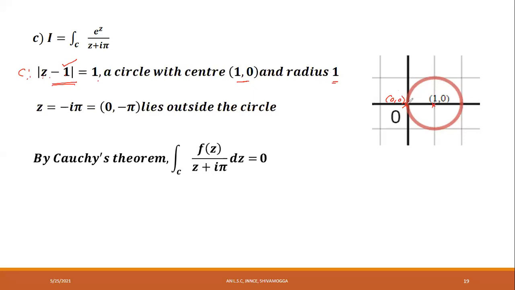Since radius is 1 unit, this is 1 plus this is again 1. 1 plus 1 is 2. Therefore, coordinates of this point are 2 comma 0. Now, this is not analytic when z is equal to minus I pi. This is the point whose coordinates are 0 comma minus pi. This is 0 comma 0, 0 comma minus pi will be somewhere here. Clearly, this point lies outside C. Therefore, Cauchy's theorem is applicable. By Cauchy's theorem, the integral is equal to 0.